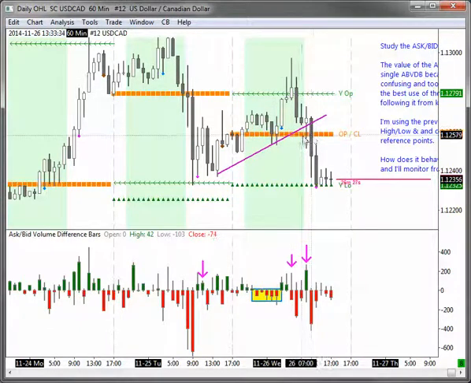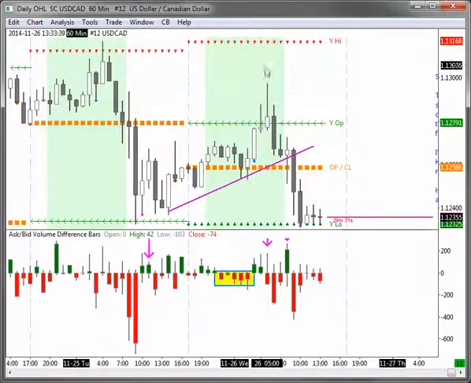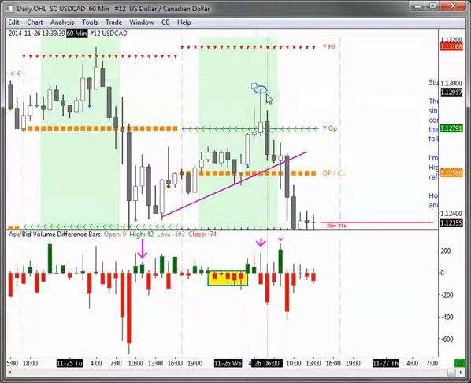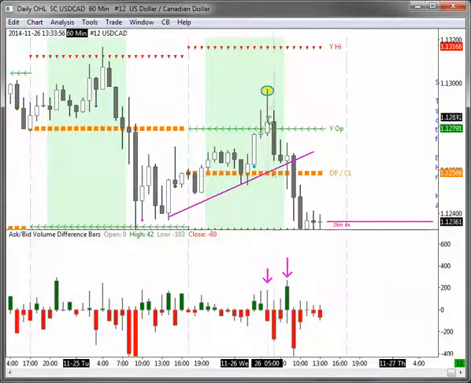This is where common sense and nuance trading comes in. This bar here, which is the 5 a.m. bar, went up higher and put in a new high, closes above yesterday's open, but the 5 a.m. bar ask bid was down.